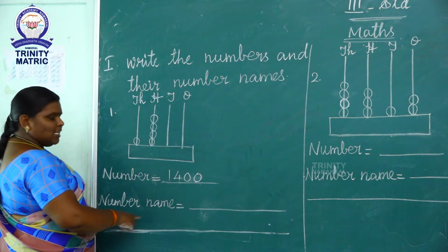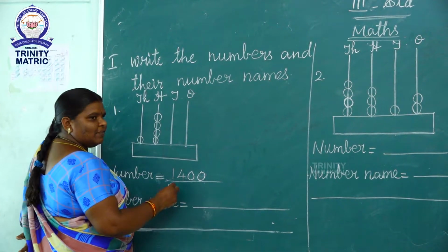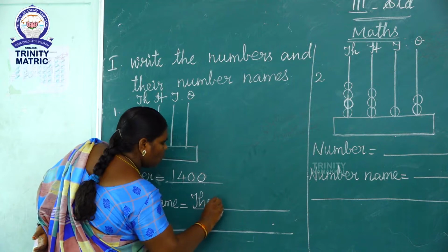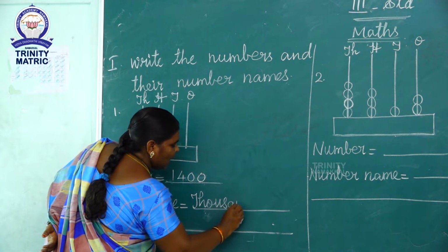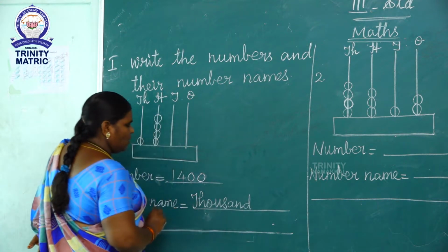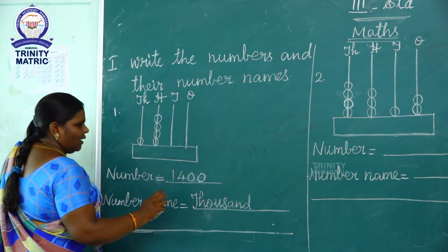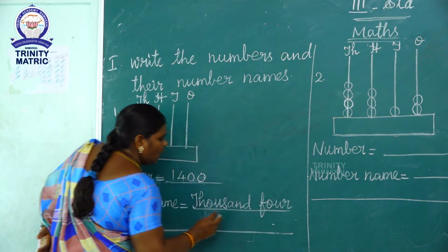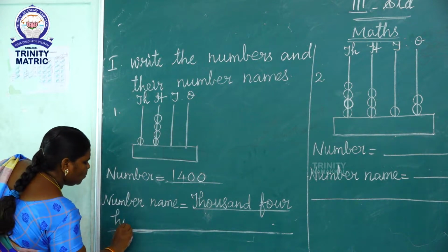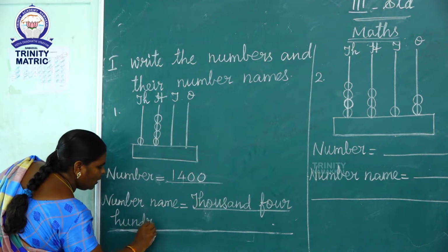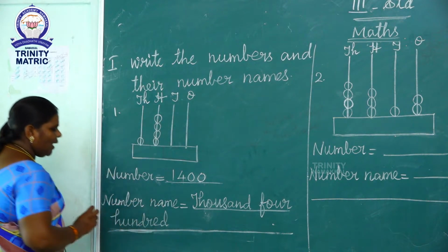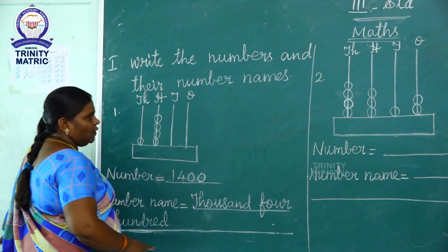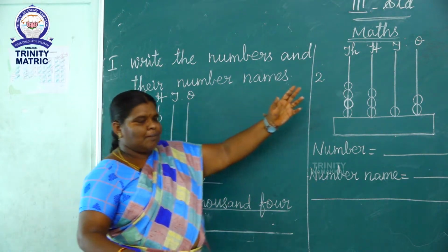1400. Write the spelling. What is the spelling for thousand? THOUSAND. Thousand. 400: FOUR HUNDRED. 100. 1400. Okay.